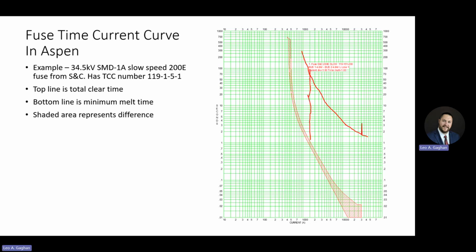And then if you were going to have a downstream device from that fuse, you would want to coordinate with the minimum melt, right? Because you want the downstream device to be able to operate before any damage to that fuse occurs.